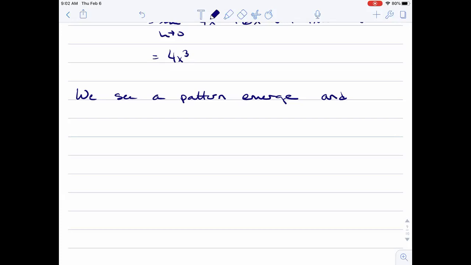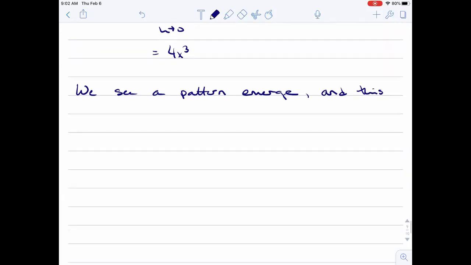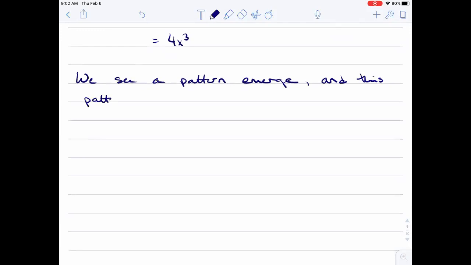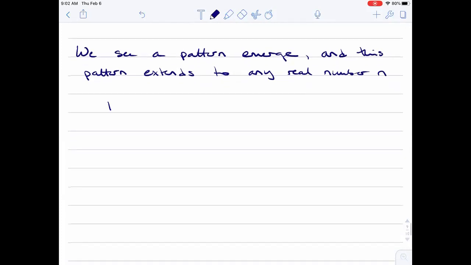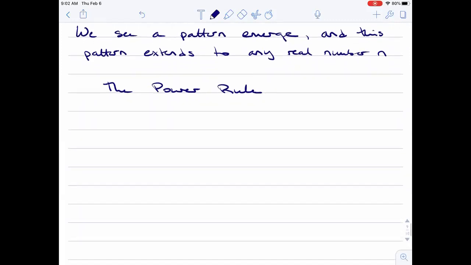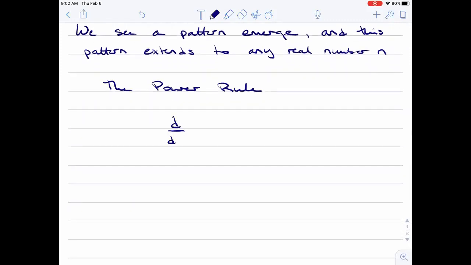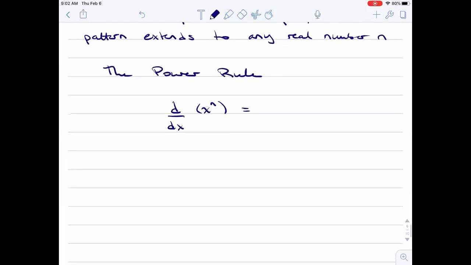And this pattern extends to any real number n. And it's called the power rule. The power rule says that if you take the derivative with respect to x of x to the power of n, you can rewrite that. So the derivative is n times x to the n minus 1.